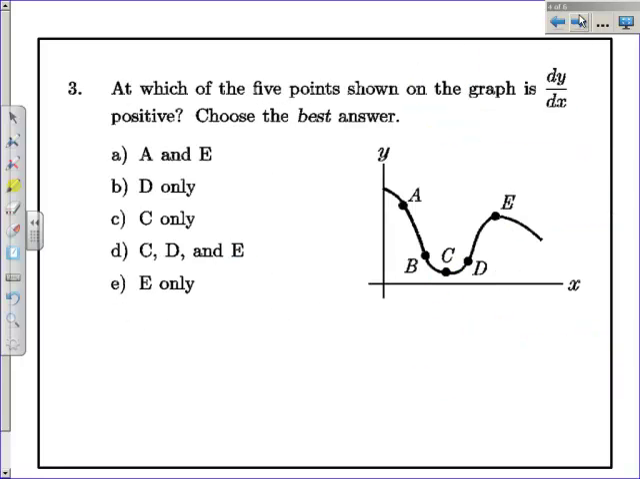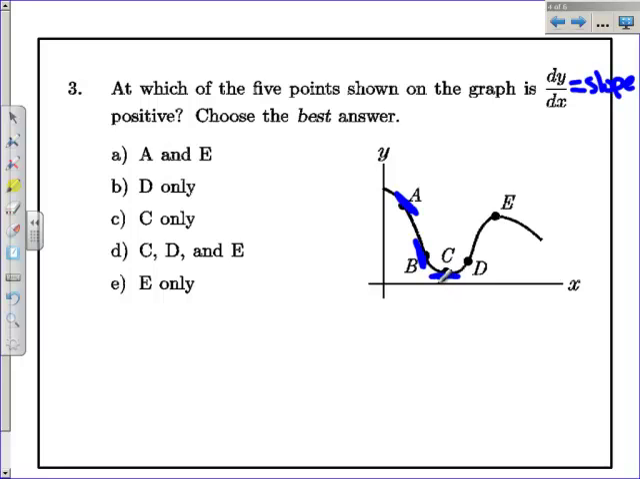All right, so let's take a look at a graph and make sure we understand this visual. At which of the 5 points shown on the graph is dy/dx positive? This means the slope of the tangent line. So imagine that little white line coming through here on this graph. At A it would be pointing down, and that would be a negative slope. At B it would be pointing down even steeper, a bigger negative slope. And at C it looks like it's flattened out, and that would be a slope of 0.